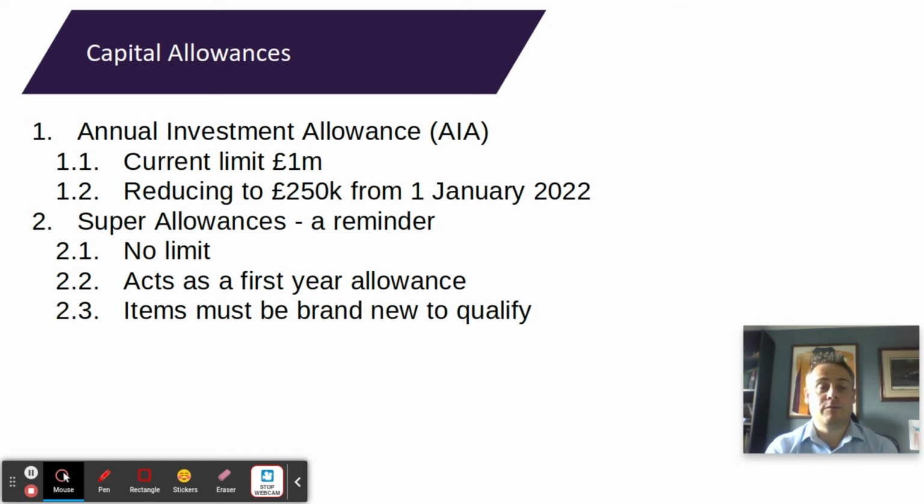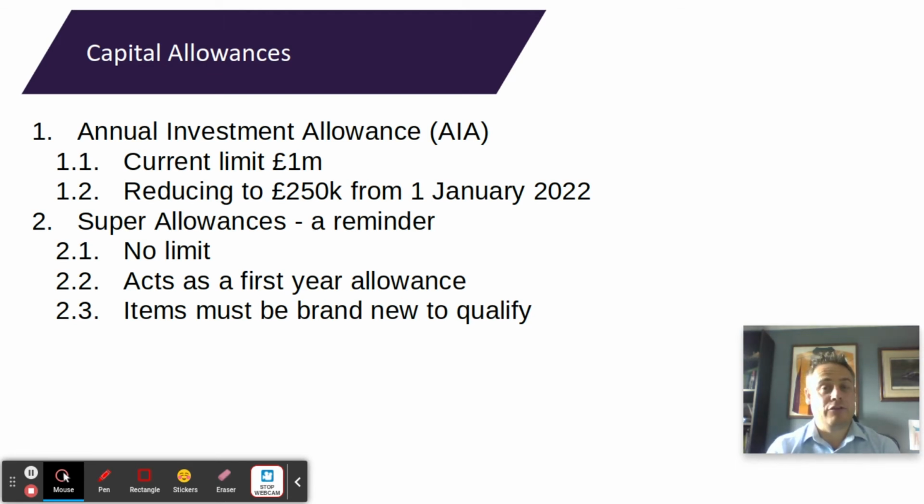So the first tip this month is to ensure that if you are going to undertake significant capital expenditure that will exceed £250,000, then in order to get full relief for that in the current accounting year, you'll need to do it before the 31st of December.